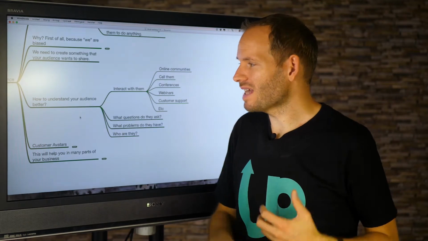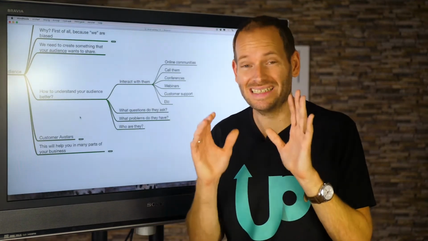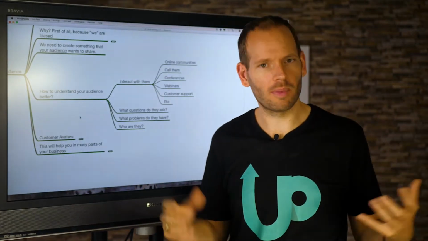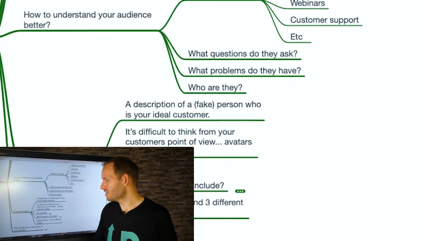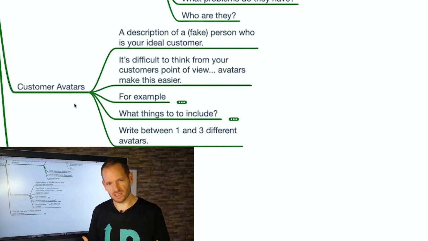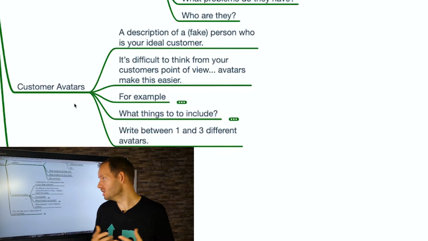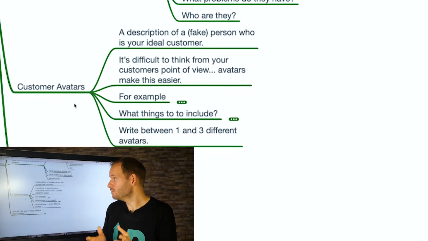So once you have a bit of an understanding of who your actual customer is, what I highly recommend you do, and I totally understand that this seems a bit vague and sort of off topic, but this has helped me a lot over the years, is to create a customer avatar. A customer avatar is basically a description of a fake person. It could be a real person, but usually it's a fake person who is your ideal customer. And it really is in detail, right?